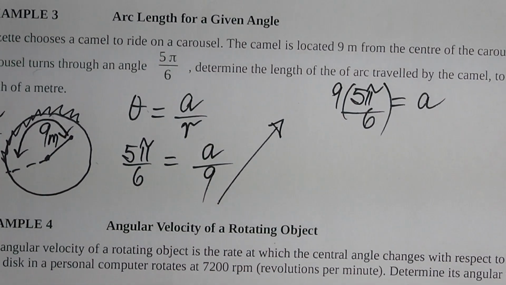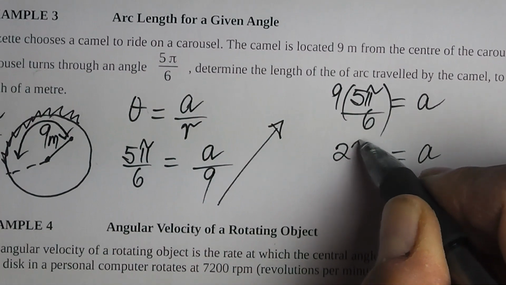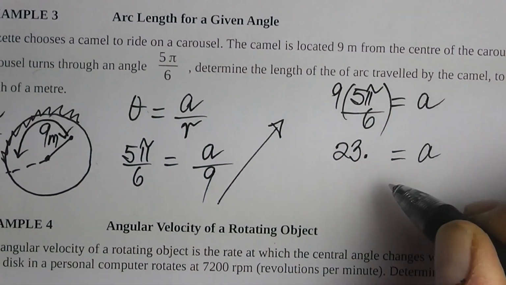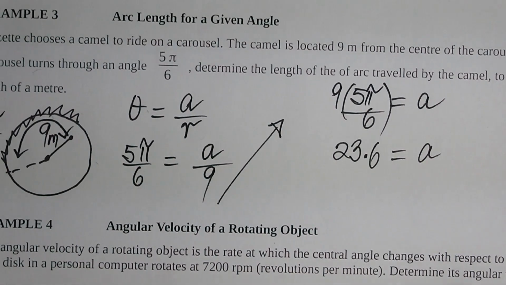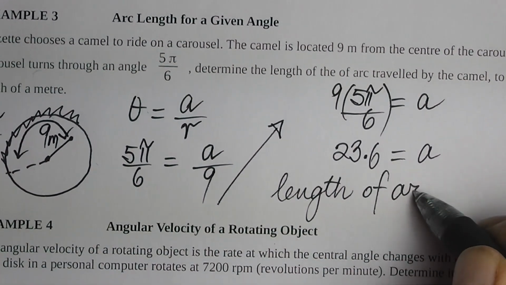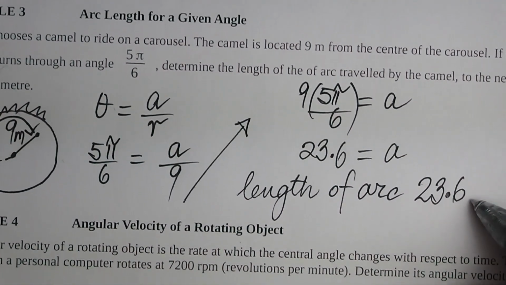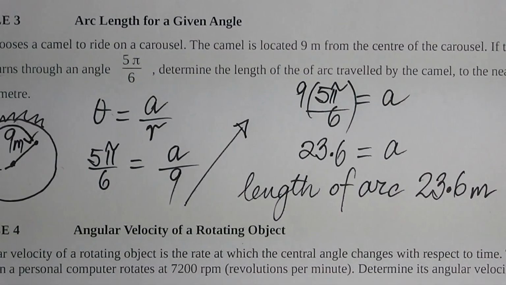And they ask us for the length of the arc to the nearest tenth of a meter. So when I do 9 times 5 pi over 6, I get A equals 23.6. So the length of the arc is 23.6 meters.